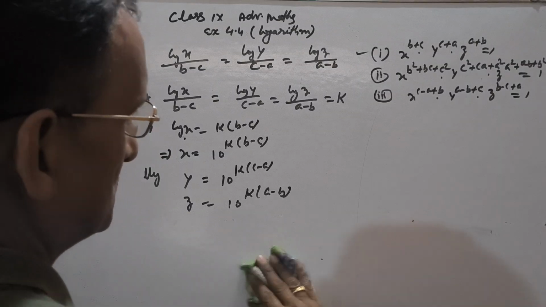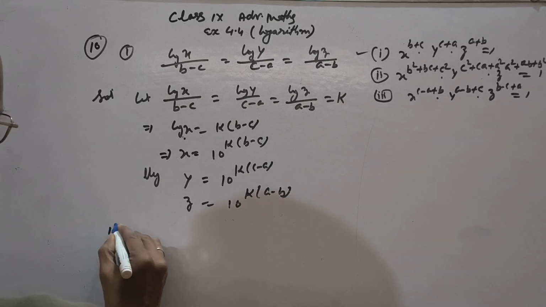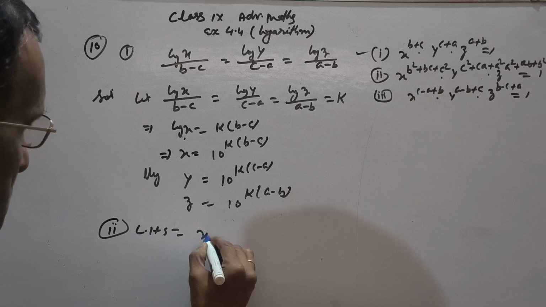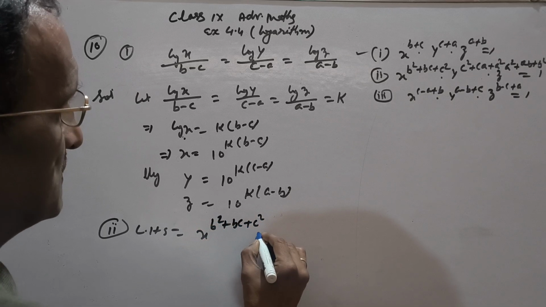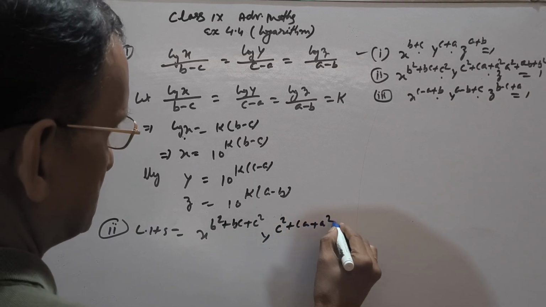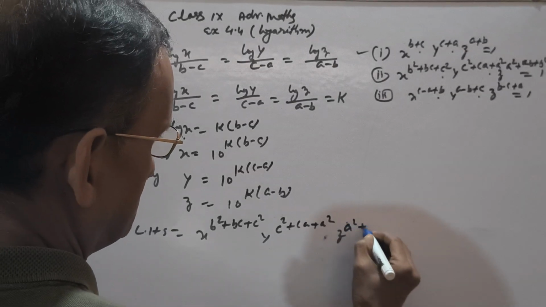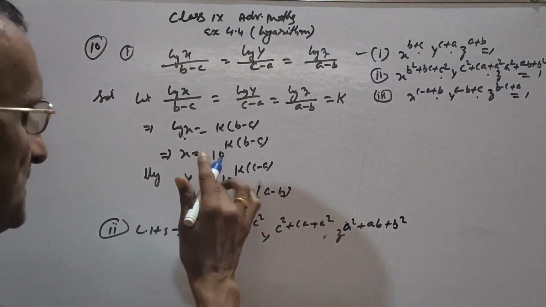These are the same for 1, 2 and 3 also. So directly you can take the left hand side of number 2, which is x to the power b square plus bc plus c square, y to the power c square plus ca plus a square, z to the power a square plus ab plus b square. Put the value of x, y and z similarly.